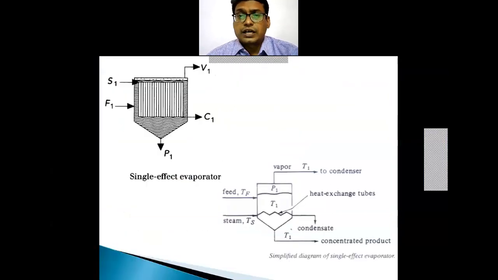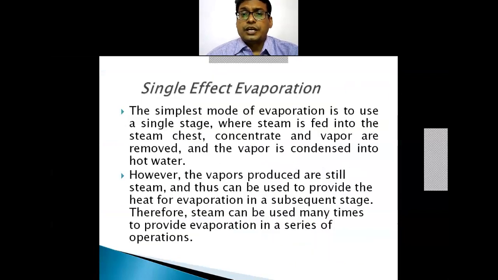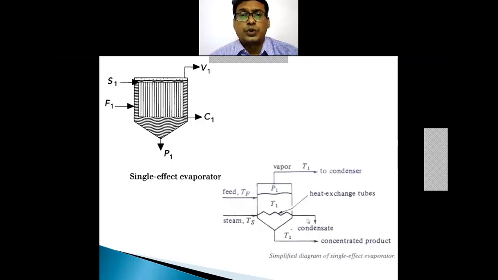Now, the single effect evaporator system is the simplest one, where the steam is fed into the chest of this evaporator system. The feed is there. From the top the vapors go out to the condenser, and at the bottom is the concentrated product. Steam is getting condensed in the bottom section. This is the single effect evaporator system.